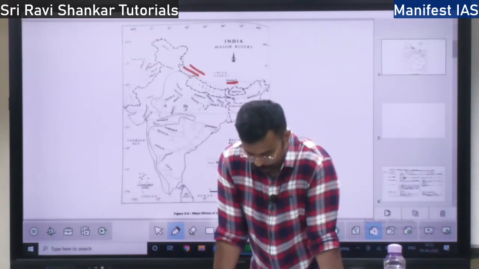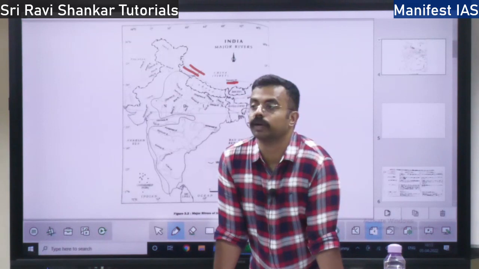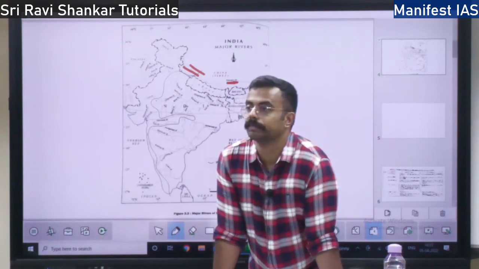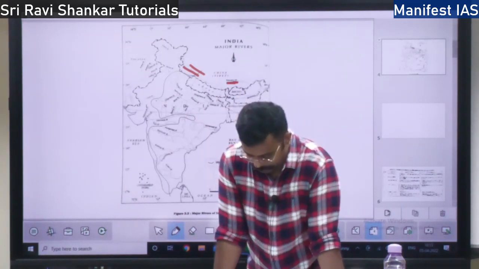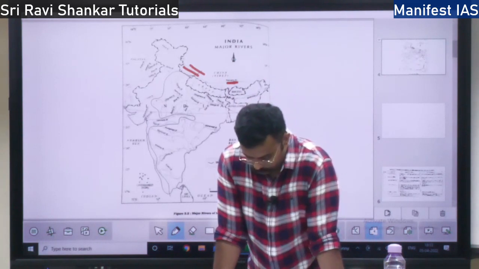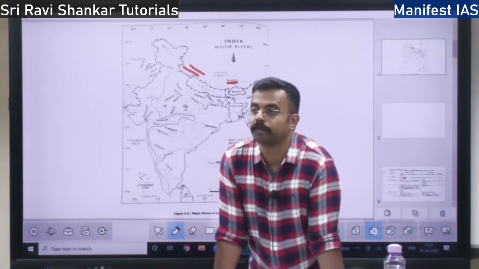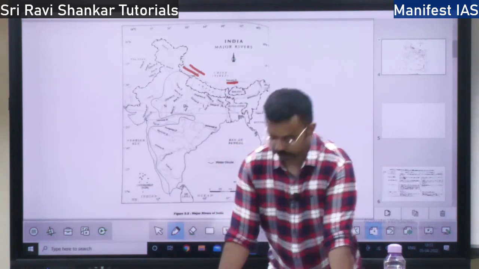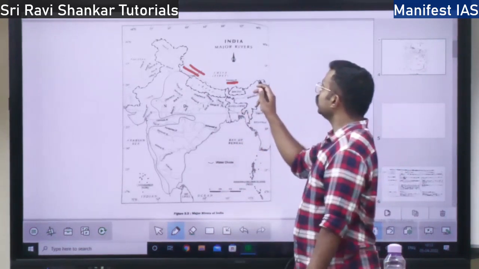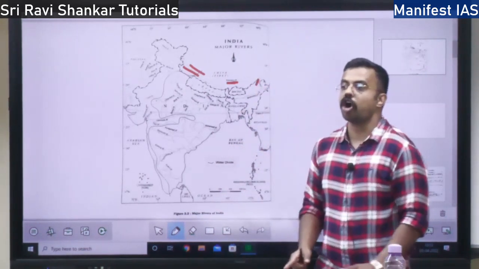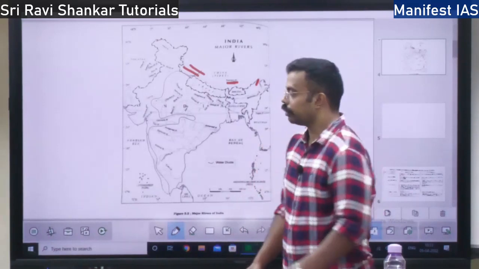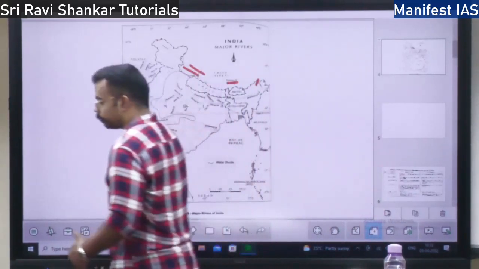So it originates near the Manasa Sarovar Lake. Manasa Sarovar Lake in the Tibet region, right? That is where this river originates. So in China it is called Sangpo, right? It enters India at Namcha Barwa. It forms a gorge, and enters India at Namcha Barwa.